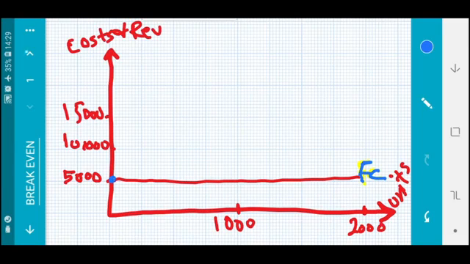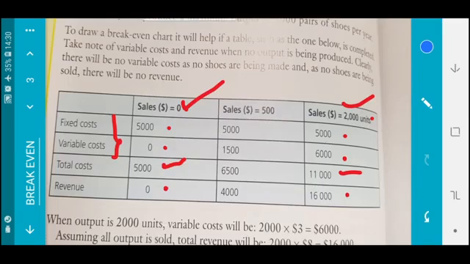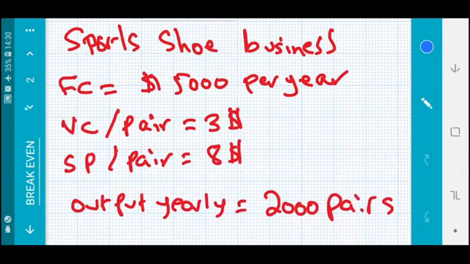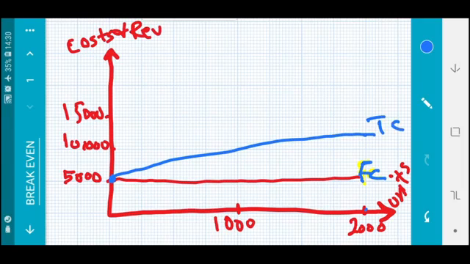So I know from the graph or from the table that I had here that for zero, total cost is 5,000. For 2,000 units, the total cost is 11,000. So I go back, I say, okay, for zero, it's 5,000. And for 2,000, which is the point here, the value will be 11,000. So let's assume it's here. Of course, in your paper it will be clear. So I draw this line and I label it total cost.